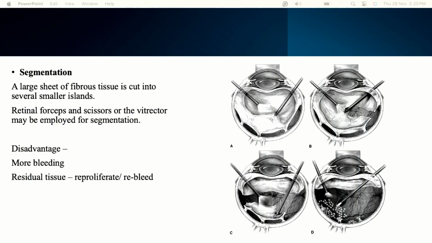As we can see in this image, the anterior-posterior traction is relieved. After the anterior-posterior traction has been relieved, the posterior vitreous surface is cut into various small islands. As we can see here, there are various small islands of fibrovascular tissue which are remaining.